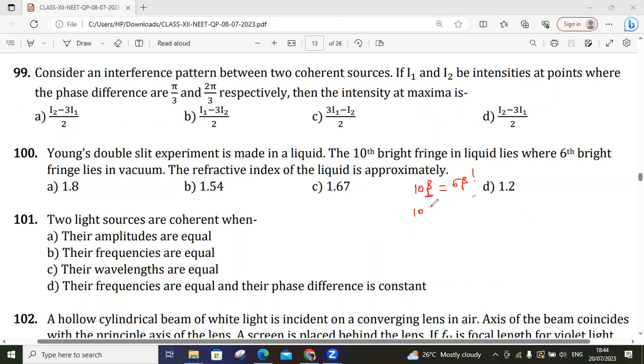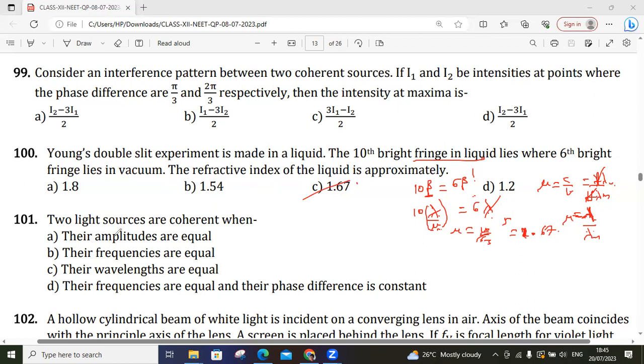So here, initially lambda in liquid is lambda by mu, right? Into 10, equals 6 into lambda in vacuum, right? Because mu is equal to C by V, V is equal to f lambda. So lambda in the medium, f into lambda in vacuum. f will be same always, even if you change the medium. So lambda medium is lambda by mu. So lambda cancels. Mu is equal to 10 by 6, that is 5 by 3, which is 1.67. Option C.